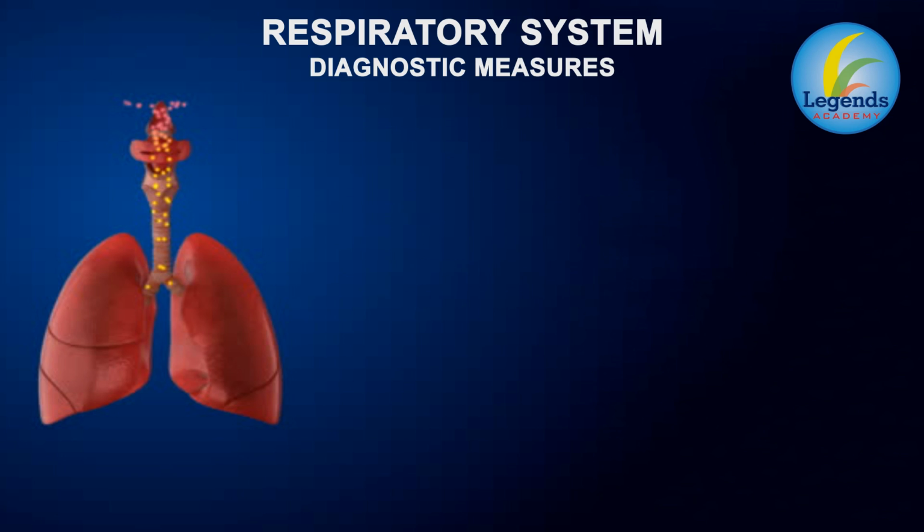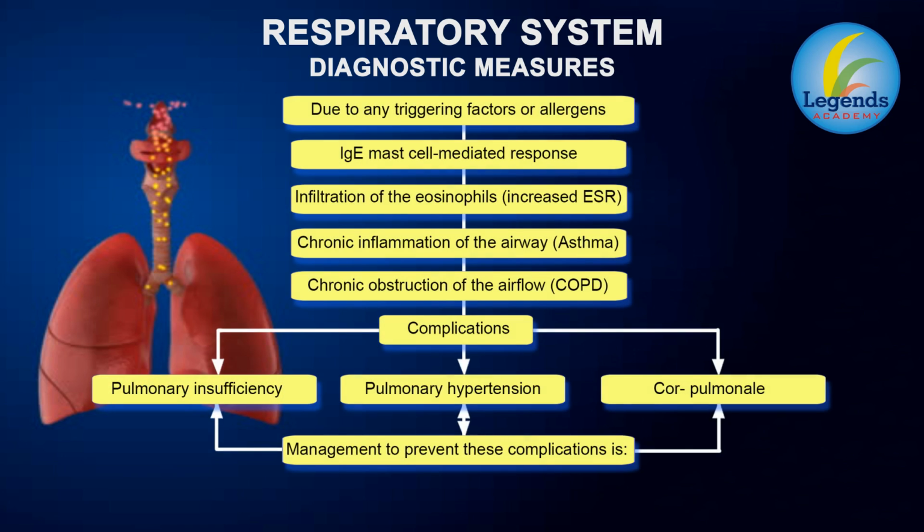Then we'll discuss the disorders. Respiratory disorders such as asthma, COPD, pneumonia, pleural effusion, empyema, and tuberculosis. If left untreated, they can produce health complications or life-threatening complications to the patient. Due to any triggering factors, an IgE mast cell mediated response occurs. So infiltration of eosinophils increases the ESR count. Infiltration of eosinophils is a characteristic feature of asthma. It results in chronic obstruction of the airflow.